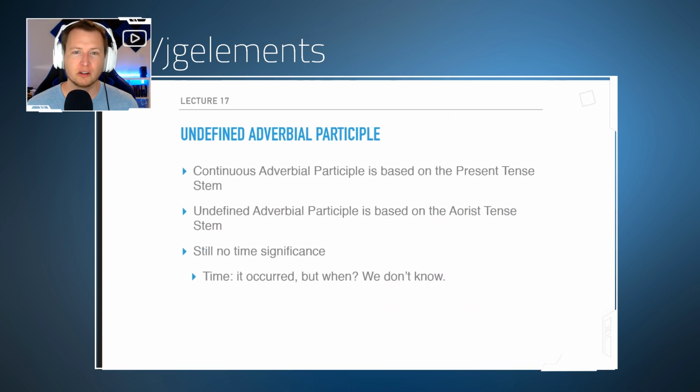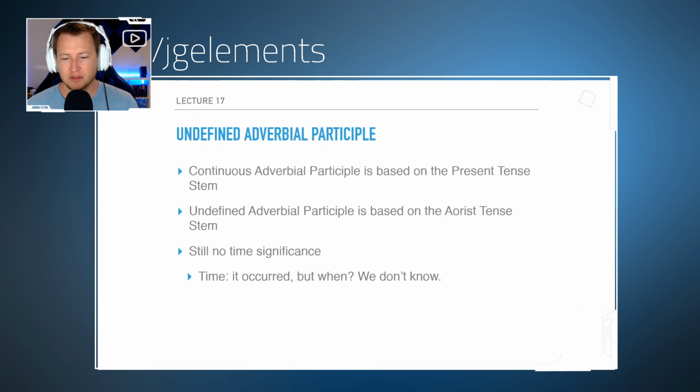So we're going to cover some more participles today. We're dealing with undefined adverbial participles. What is it? Well, it's just like the continuous adverbial participle that we covered last week. The only difference is it's based on the aorist tense stem. Now, sometimes the aorist tense stem is the same as the present tense stem. Sometimes, when we're dealing with liquid aorists, second aorist, first aorist, there's a difference. So sometimes you're going to see a completely different tense stem. But there's still no time significance.